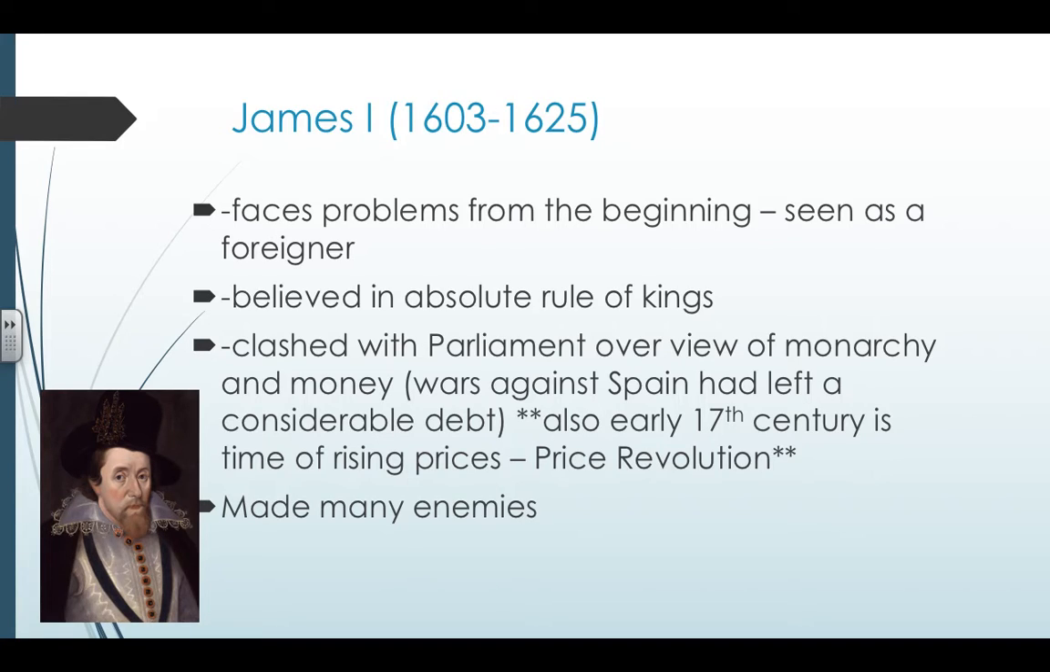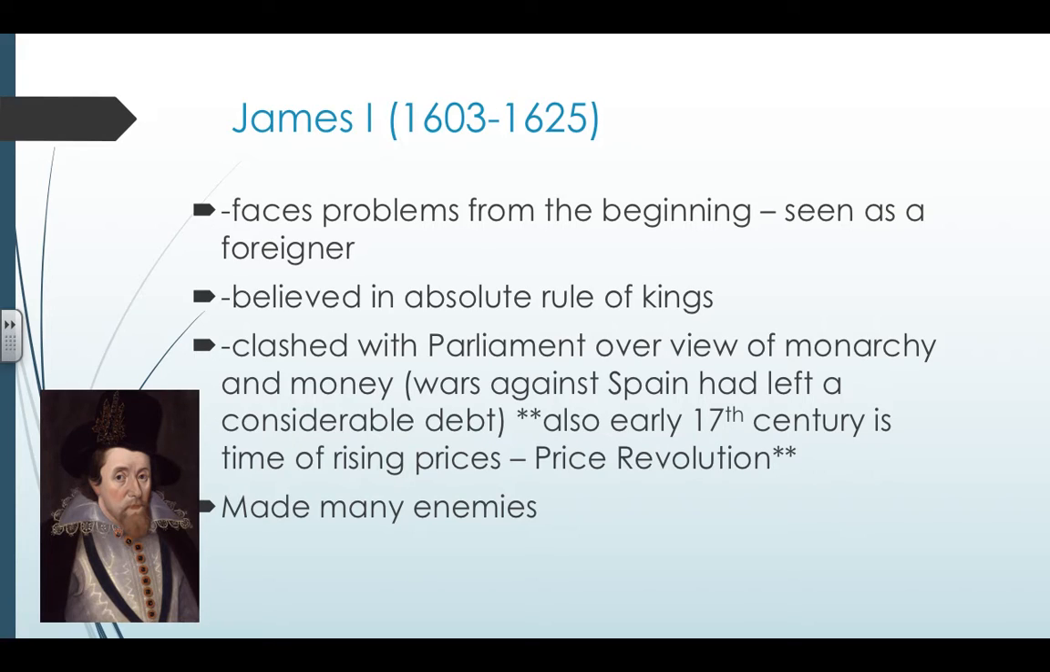So the problem for James is that the wars against Spain had left a very considerable debt. Going back to the days of the Spanish Armada, you saw there the Spanish had constantly tried to invade England. England was at war with Spain. Later on, they're going to go to war with France. And war is expensive. So James has a considerable debt.